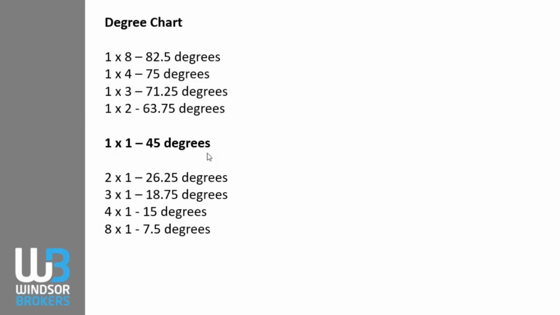And below 1 to 1, which is our main line, we have a slower speed at 26.25 degrees on 2 to 1, meaning that 2 units of time are needed for a rise of 1 unit of price. Then we have 3 to 1, 18.75 degrees, 4 to 1, 15 degrees, and 8 to 1, the slowest, 7.5 degrees. And we move back to the chart, so I can show you how it is.